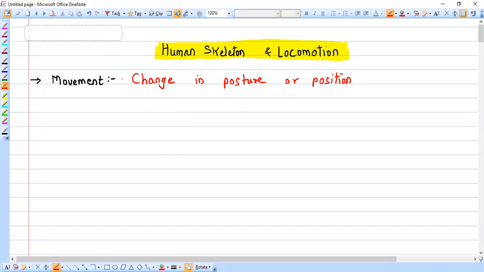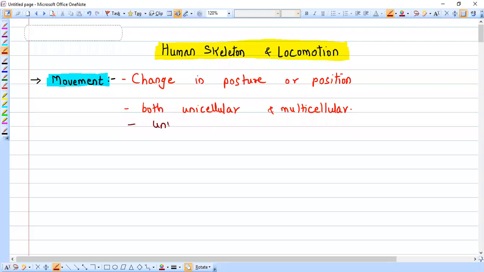Movement is seen in both unicellular and multicellular organisms. All the organisms which are unicellular and multicellular will show movement and they are going to show locomotion. We are talking about human skeleton and locomotion. The first word that we need to understand is very much clear and easily understood, that is movement. Logically, what is movement? It is nothing but a change in posture or position. It is seen in both unicellular as well as multicellular organisms.